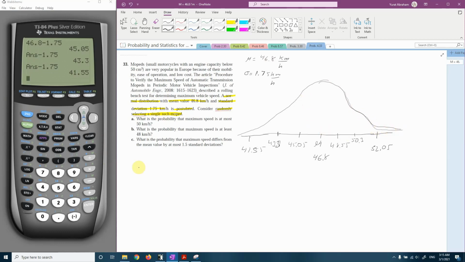All right. So the problem, letter A. What is the probability that the maximum speed is at most 50 kilometers per hour? So 50 kilometers per hour. Where is 50? Okay, somewhere over here. So pretty much they want to know the probability that the speed will be right there. Probability is anything that's inside the bell curve, so they want to know the area inside here.